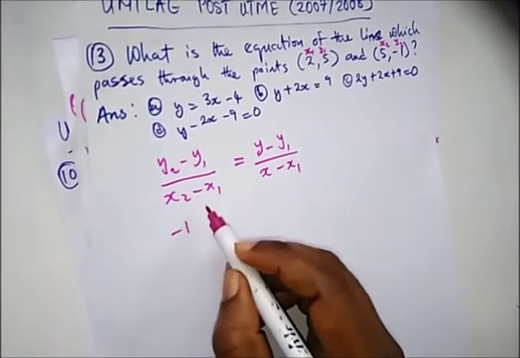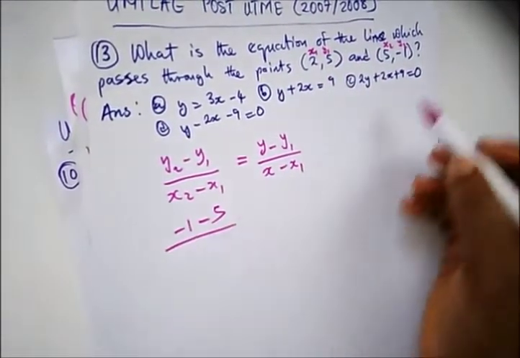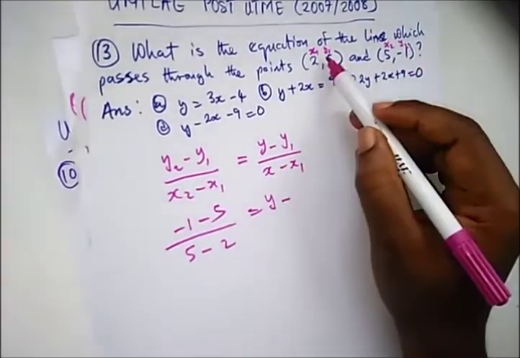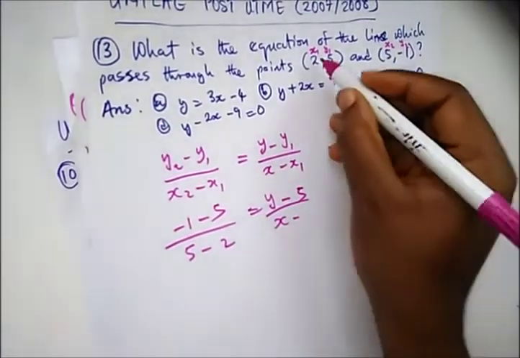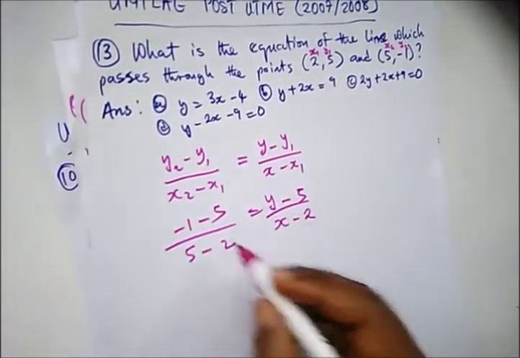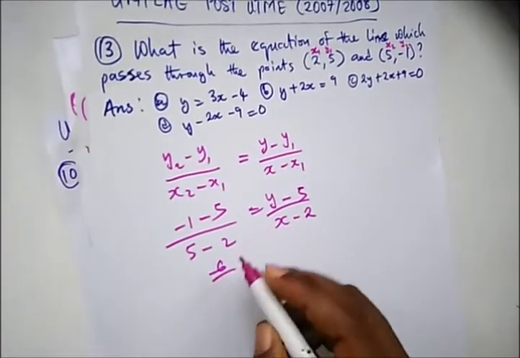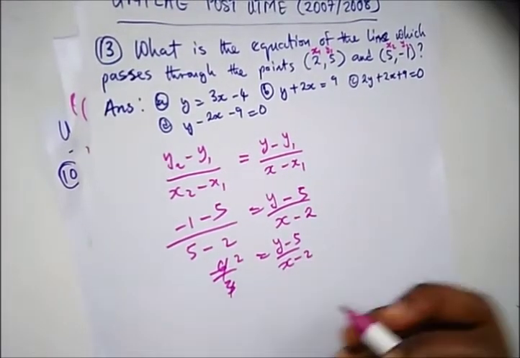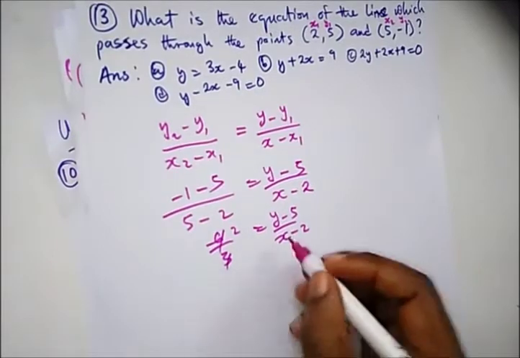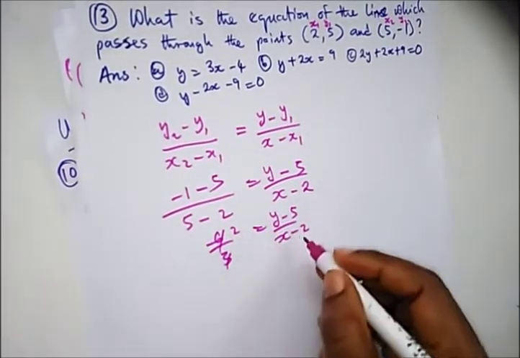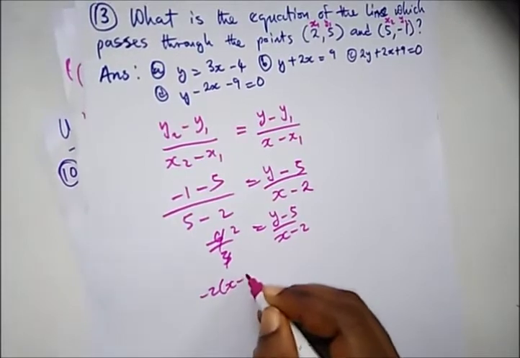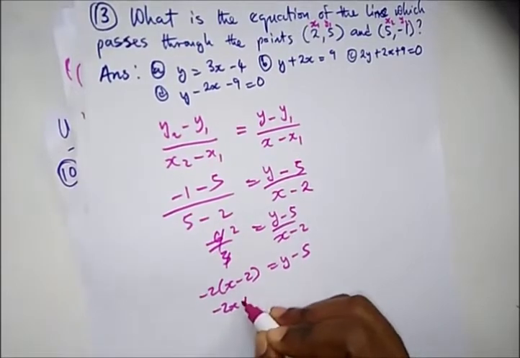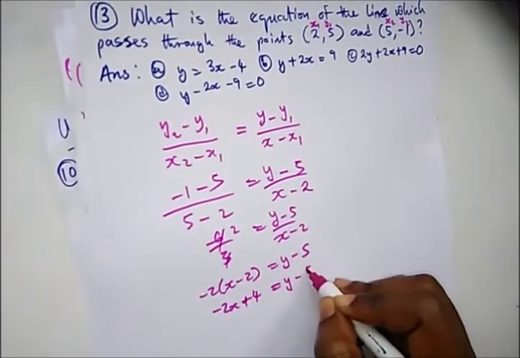What's y2? y2 is minus 1 minus 5 over what's x2, 5 minus 2, equal to y minus what's y1, 5, over x minus what's x1, x1 is 2. So this is minus 6 over 3 equal to y minus 5 over x minus 2. This will cancel, we are left with minus 2. So we cross multiply, right? So we have minus 2 bracket x minus 2 equal to y minus 5. So this is minus 2x plus 4 equal to y minus 5.